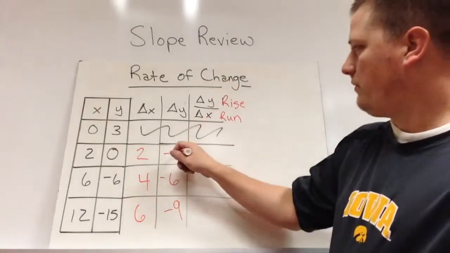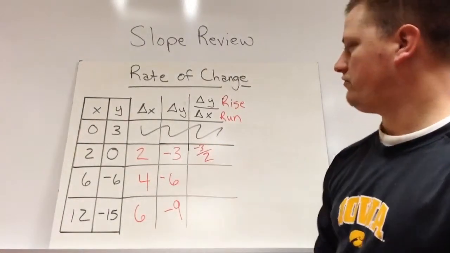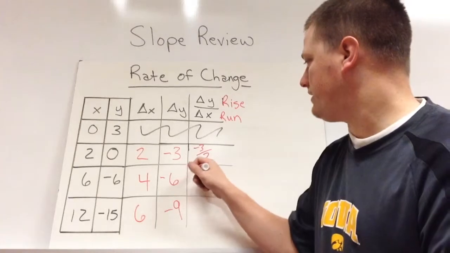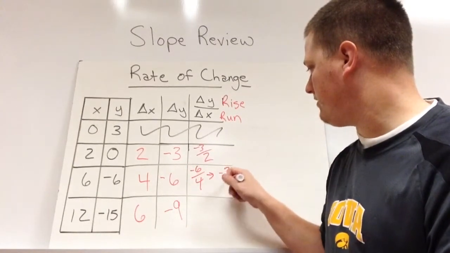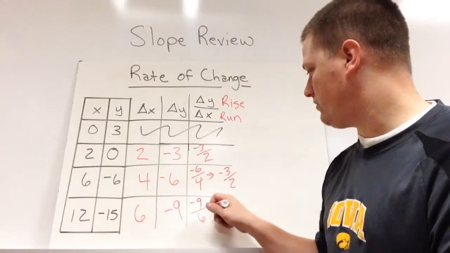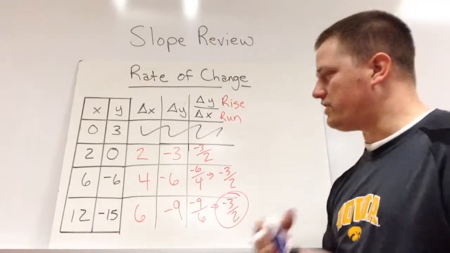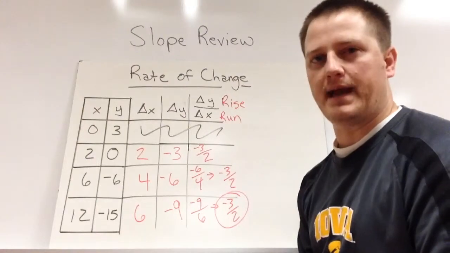Then we put delta y, negative 3, over delta x, 2. This one doesn't reduce, it's negative 3 over 2. This one, negative 6 over 4, which reduces to negative 3 over 2. And this one, negative 9 over 6, which reduces to negative 3 over 2. So here the rate of change, another name for slope, is negative 3 over 2 because we get that every time.